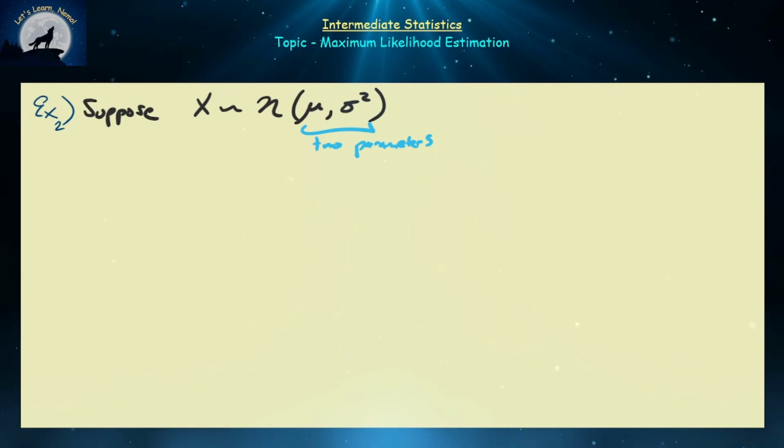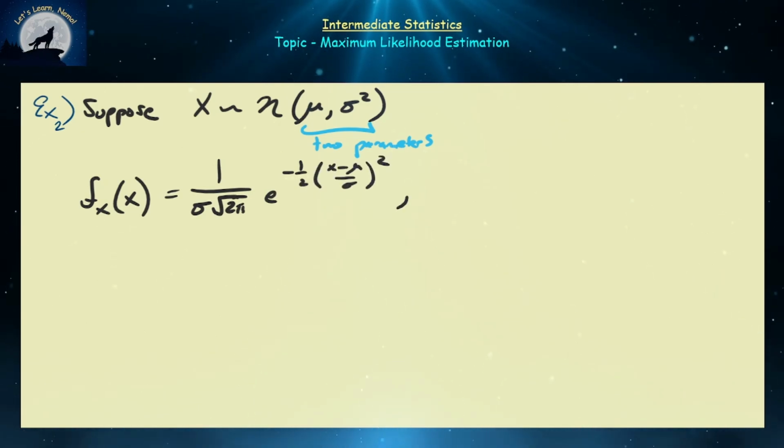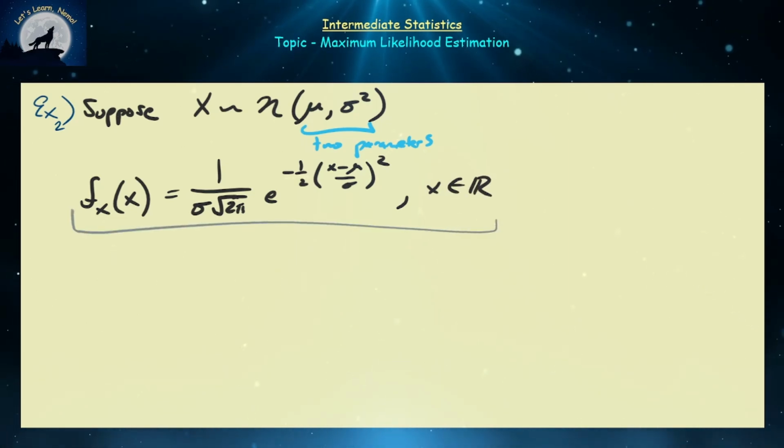The answer is yes. So firstly, what is the probability density function for a normal random variable? So you may remember that's going to be f of x is equal to 1 over sigma square root of 2 pi times e to the minus 1/2 times the z-score, x minus mu over sigma, the quantity squared. And keep in mind x can be any real number. So that's going to be our probability density. So how are we going to find our maximum likelihood estimates for mu and sigma squared?